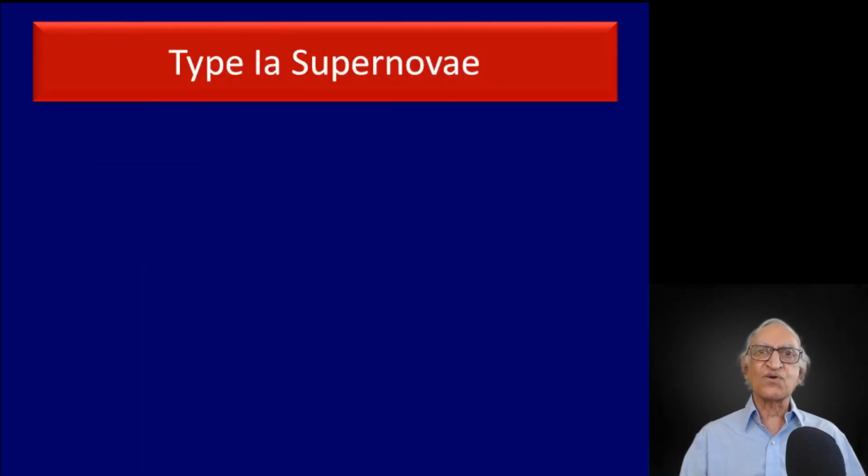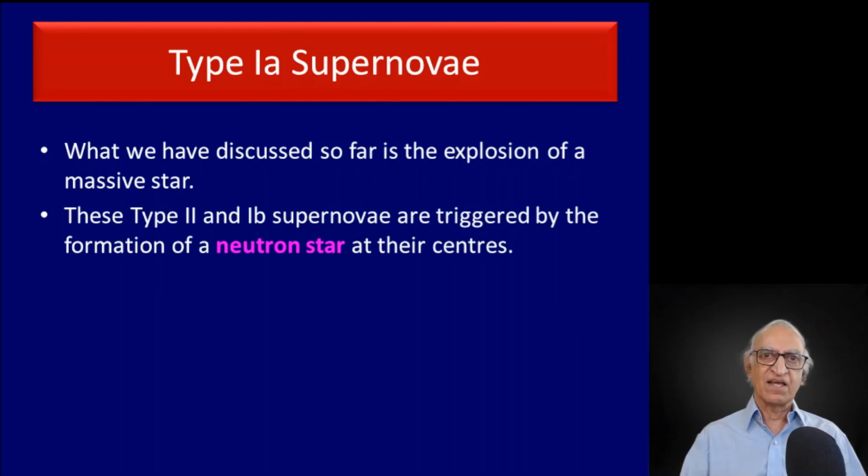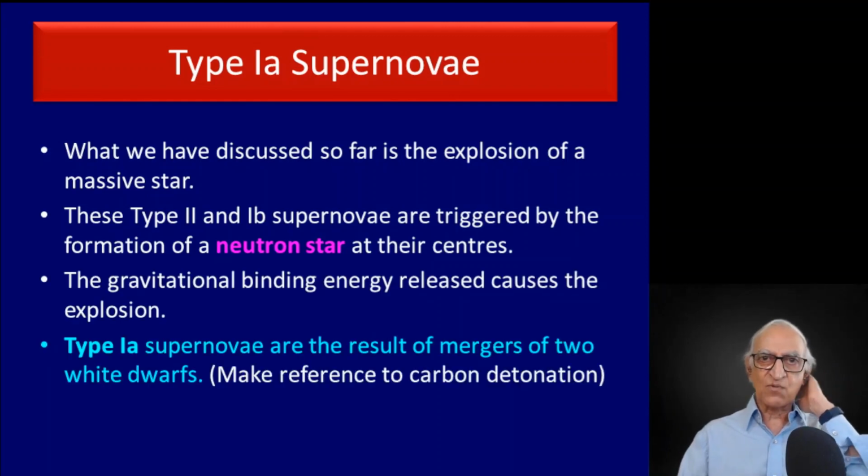Now let's go to type 1a supernovae. What we have discussed so far is the explosion of massive stars. A neutron star is produced in the center, and the binding energy released in the form of neutrinos pushes the envelope and creates a supernova explosion. Type 1a supernovae, on the other hand, are the result of a white dwarf being pushed over the Chandrasekhar limit.